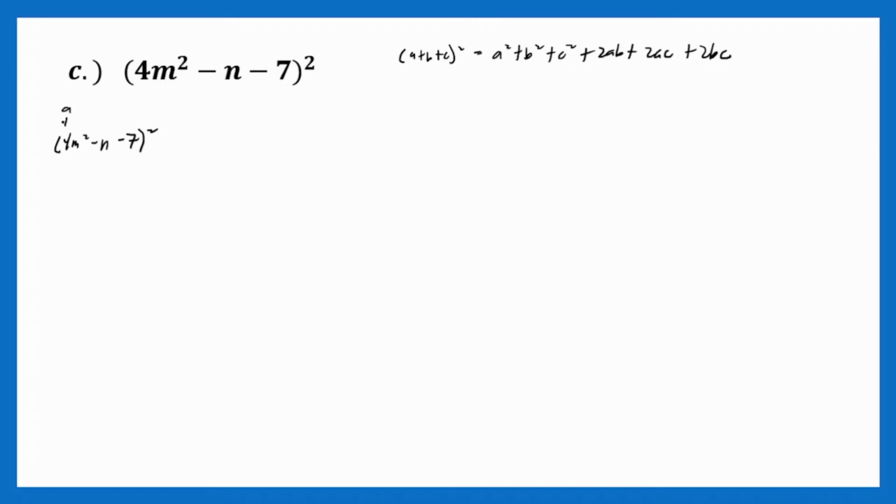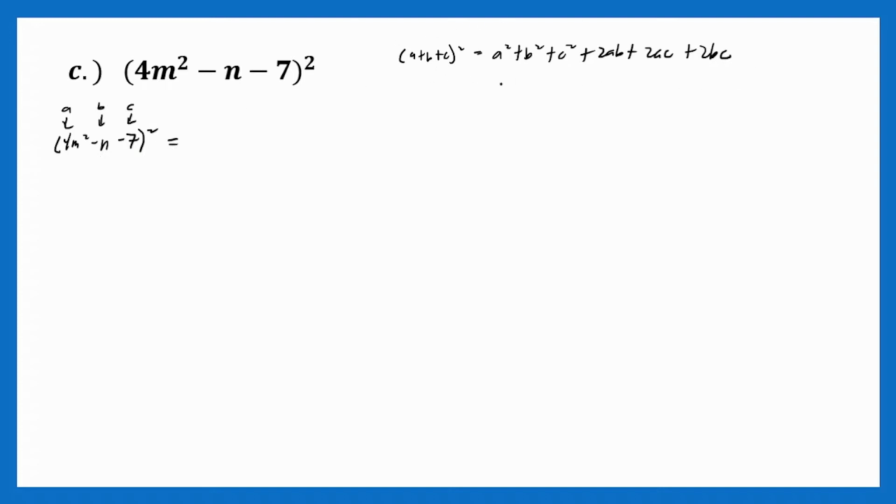This is A, yung una. B, yung pangalawa. C, yung pangatlo. Yung A natin is 4m squared. Yung B is negative n. Listen carefully. Ang B is negative n. Ang C is negative 7. Okay? Bakit ulit? Kasi hindi pa na-establish yung pattern dito.